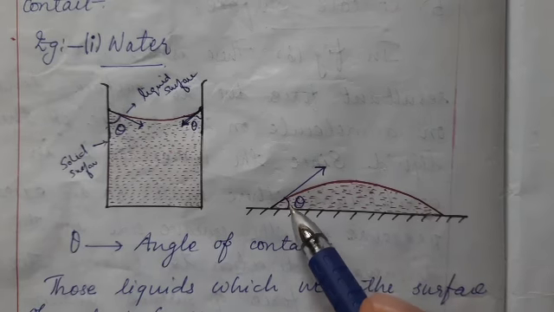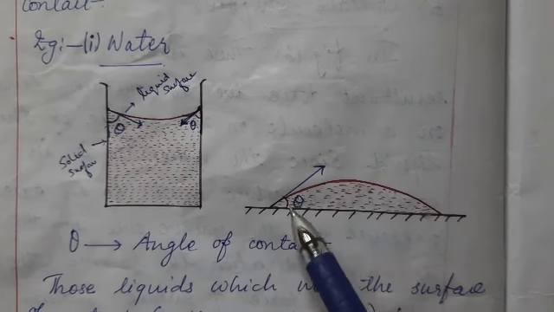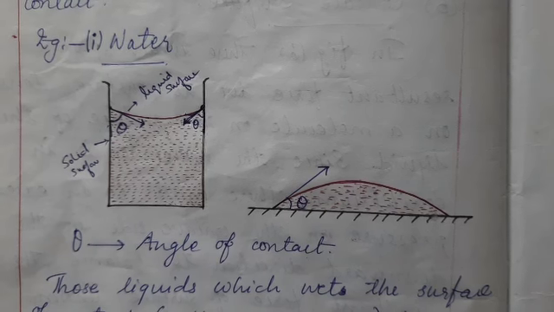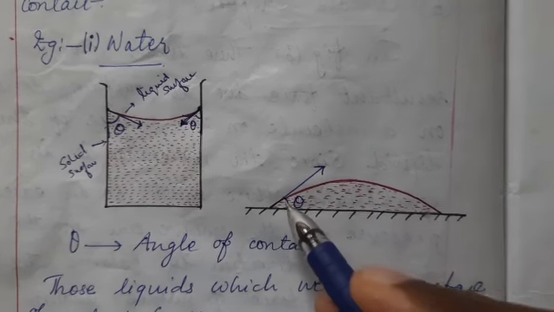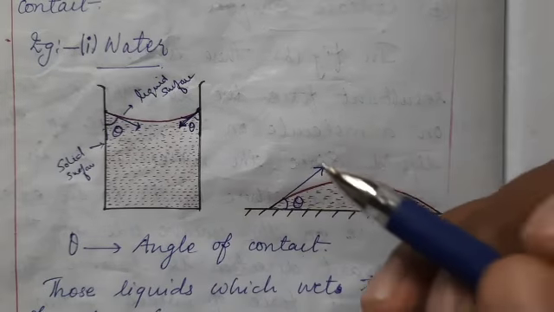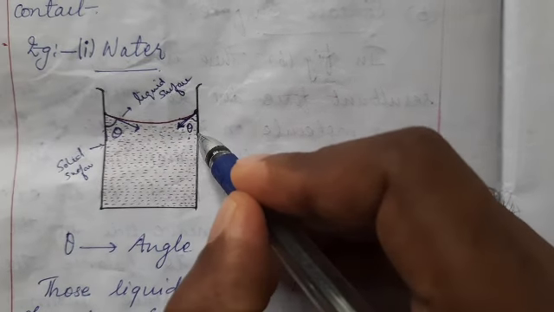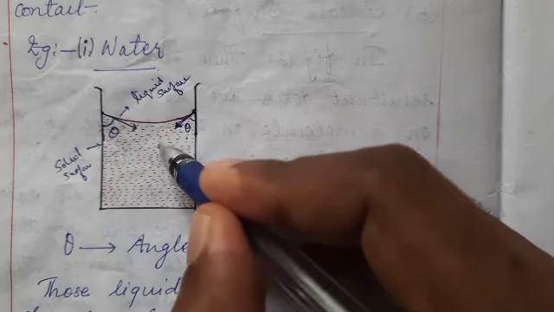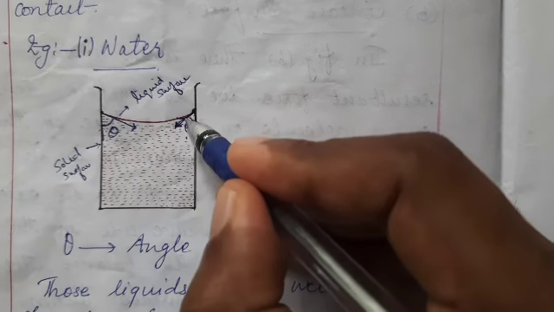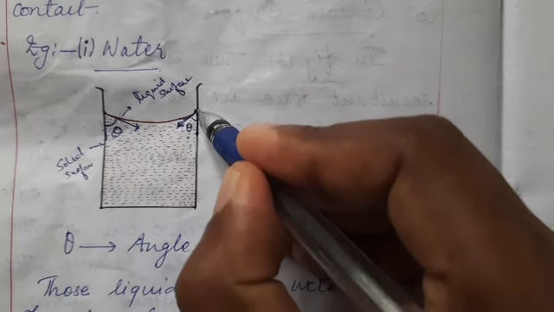In this case, for water, this angle is less than 90 degrees, so it is an acute case. In acute cases, the force of adhesion between the water molecules and the glass is greater than the force between the water molecules themselves. That is why the glass can apply a greater force on the water molecules, and the water climbs up on this side.